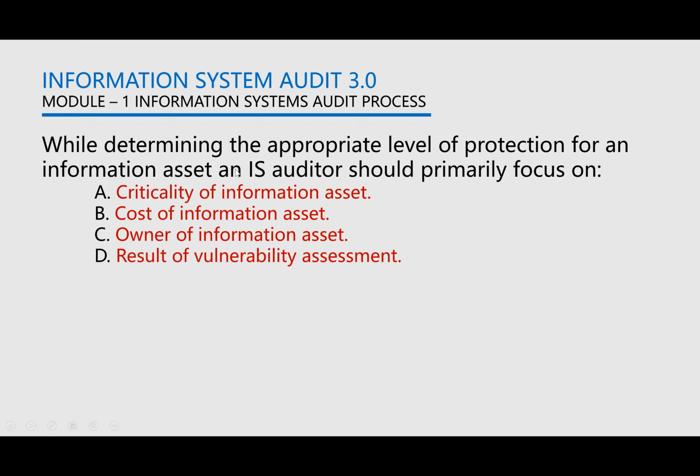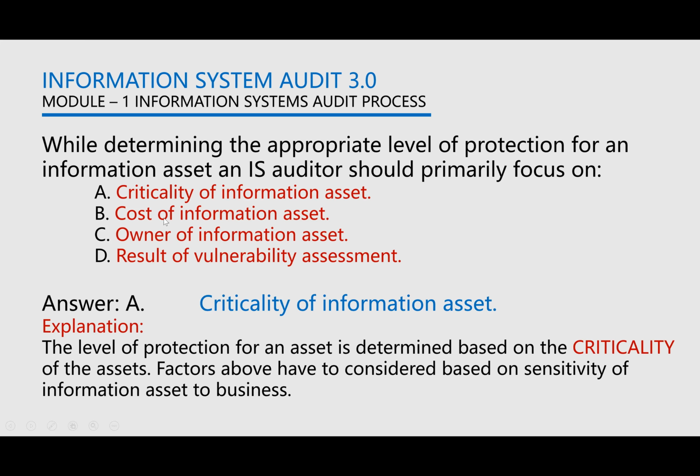Why am I saying so? Because as an IS auditor, they are asking me primarily. What I'm trying to give you an idea of is that these are all questions from their past exams. Now, they use the word primarily. Primarily means largely, and largely means the main focus would be on what? Can anyone of you decide the answer? It would be either A or D. I think it is close to A, criticality of the information asset.